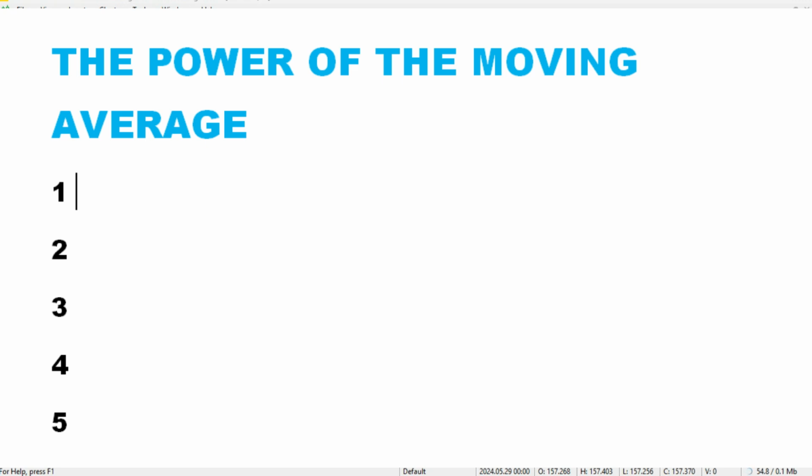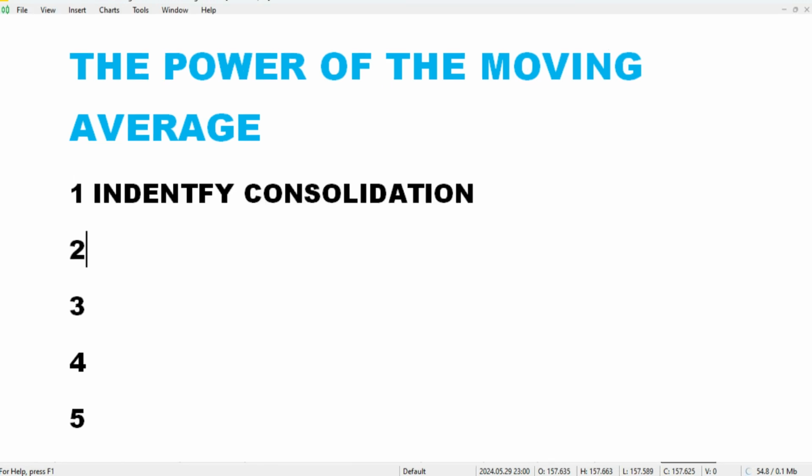You can use the 200 exponential moving average to elevate your profitability, to strengthen your potential as a trader and to collect a lot of money in this market. The first of the 5 ways is identifying consolidation in the market.